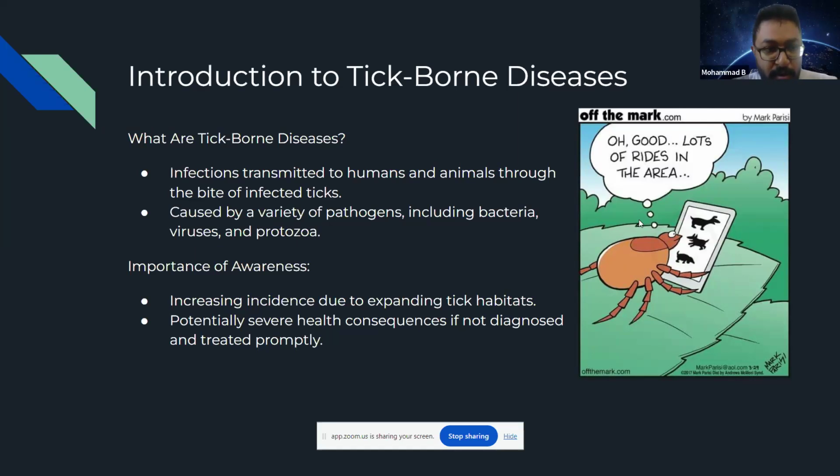Ticks tend to carry a lot of pathogens, for example, bacteria, viruses, and some parasites, protozoa. And we'll see that shortly in the upcoming slides. It's important to understand how ticks cause diseases and how they transmit them. And we are also seeing a lot of new cases of tick-borne diseases, as we'll see.